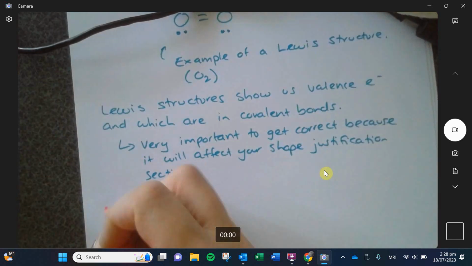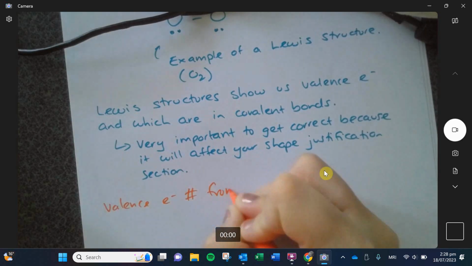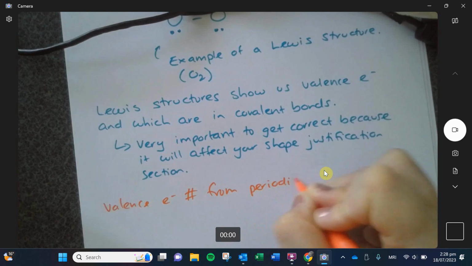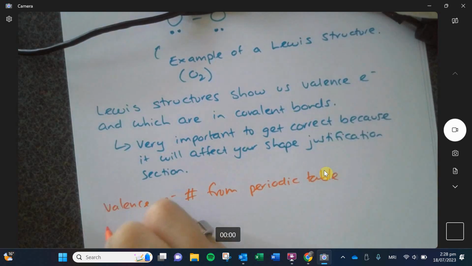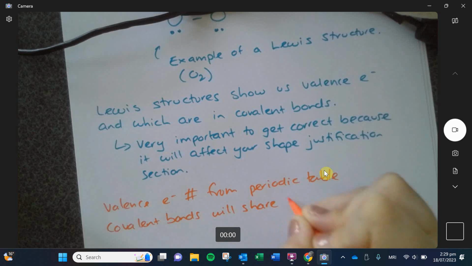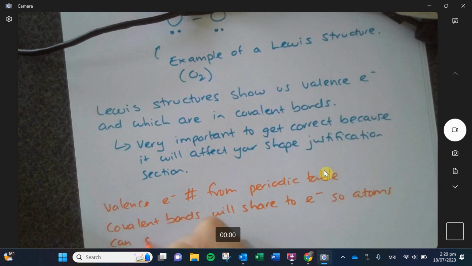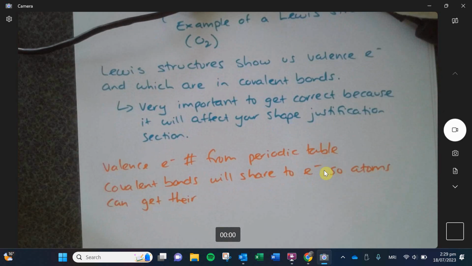So first thing, keep in mind is that we take the valence electron number from the periodic table. And then the covalent bonds will share the electrons so atoms can get their octet and be stable. I'm just trying to find the word octet so I can spell it correctly.